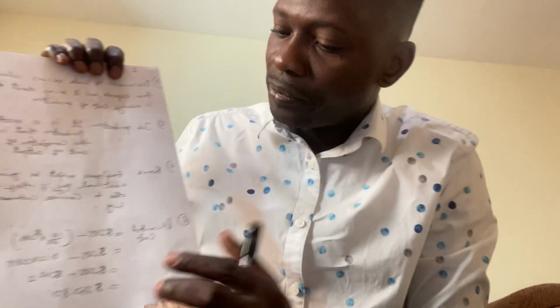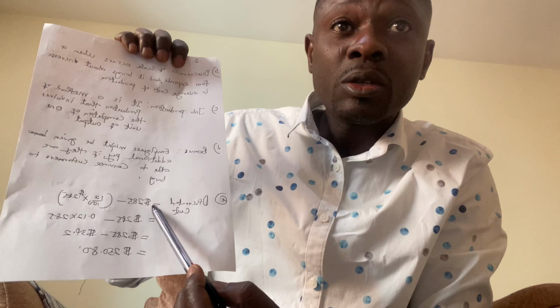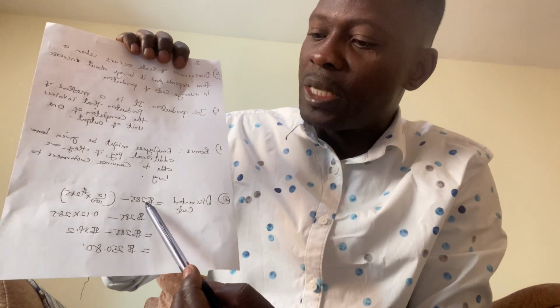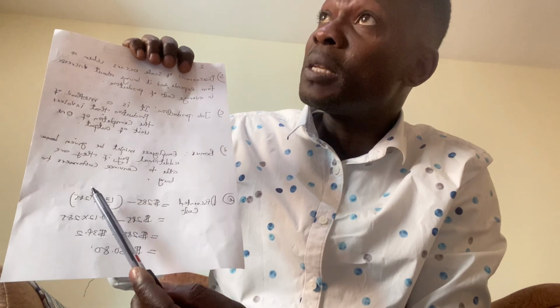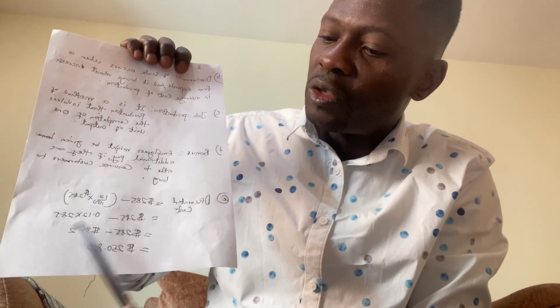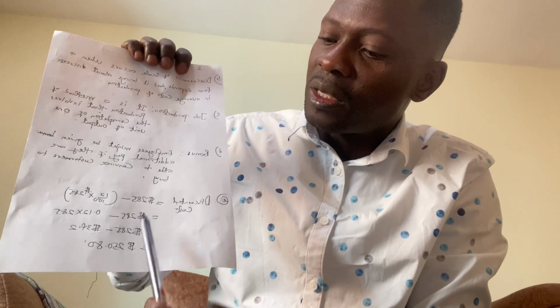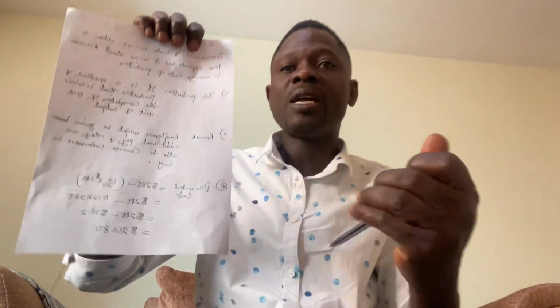So the working is here. The discounted cost is the total cost, $285, minus the discount given. The discount given is 12% on the price. So 12% of the price is 34.2. So 285, which is the cost, minus 34.2 gives us 250.80. So that's the answer. We move on. That's question E.